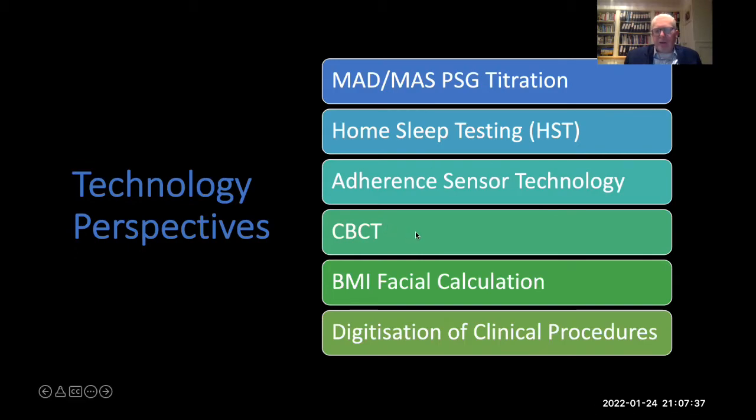Cone beam CT under medical prescription can be extremely useful in terms of outlining the structural anomalies that may lead to the necessity for a more aggressive intervention. But interventions of a surgical nature may be supplemented by oral appliances as well, even of soft tissue. So, BMI facial calculation, as we said, there are significant considerations in the amount of adipose tissue, which normally is deposited at the back of the tongue, and the BMI can be correlated to the morphology of the face. So it's an interesting technology.